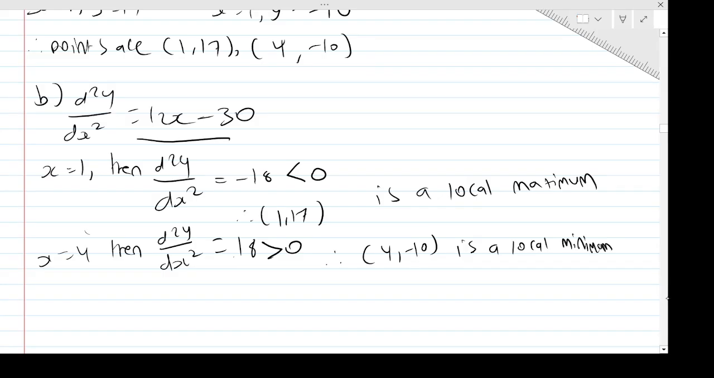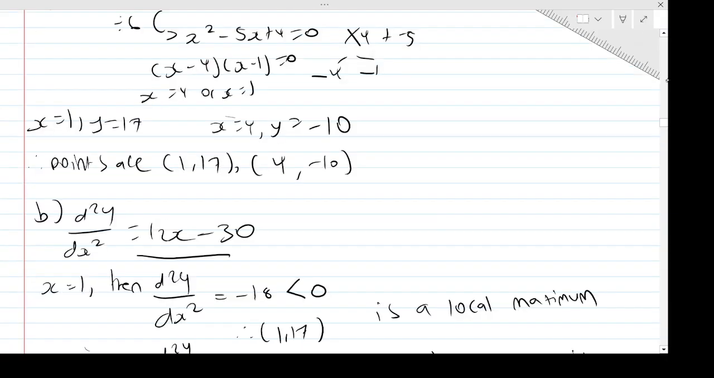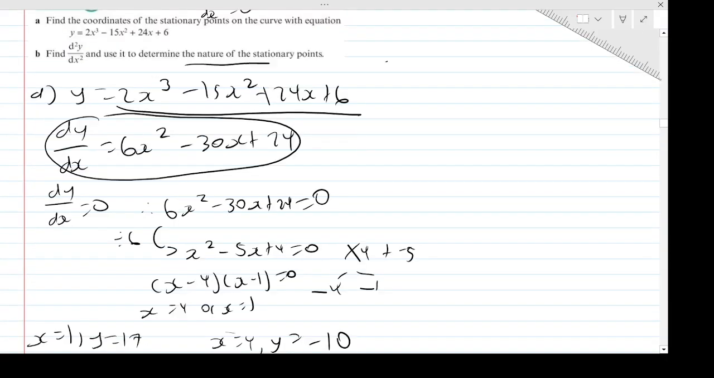Now, that's it, right? So that is the nature of the stationary points. So is it a maximum, a minimum, or point of inflection? That's what it's asking for to determine the nature.